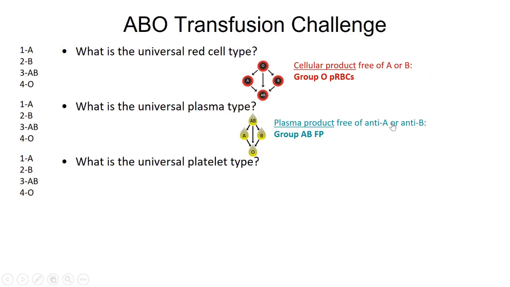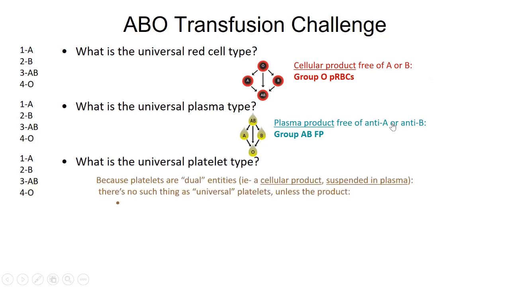Trick question, what is the universal platelet type? Well, because platelets are dual entities, they're both a cellular product and a plasmatic product from the suspension fluid, the conventional suspension fluid up until 2023, 2024 is the plasma of one of the constituent male donors. If you have such a dual product, even if they are from the same ABO type, you have no such thing as a universal platelet. The only exception is an ABO identical platelet donor, which is by definition not universal. So an A to an A, an AB to an AB, these are the ideal choices.